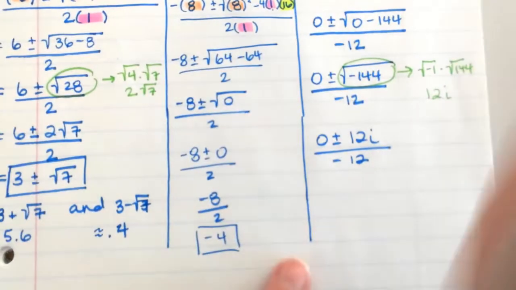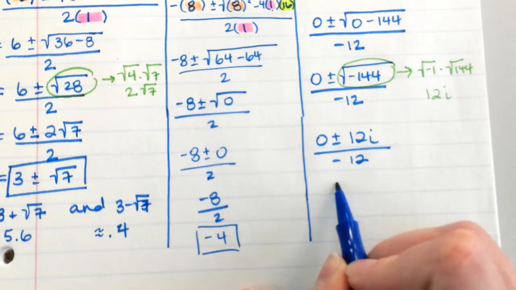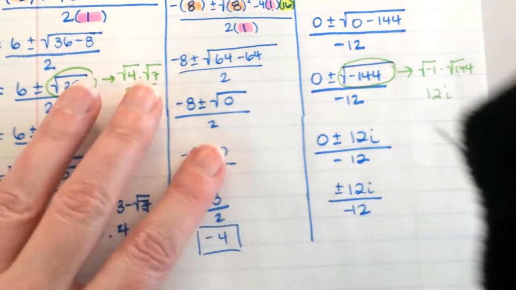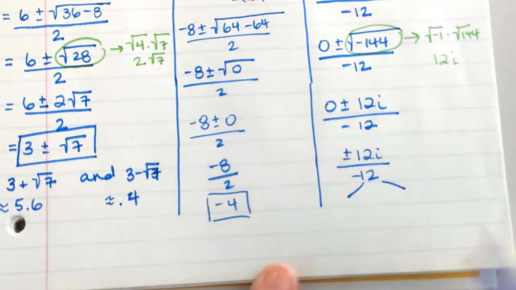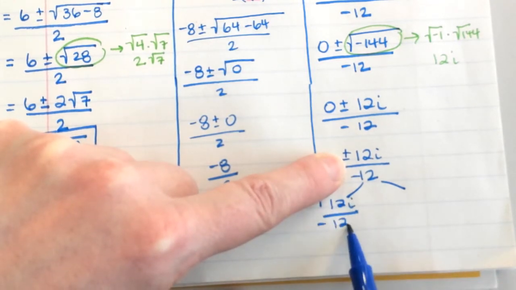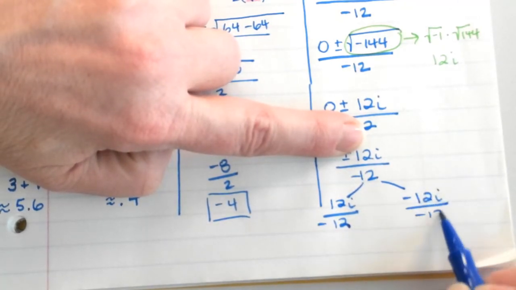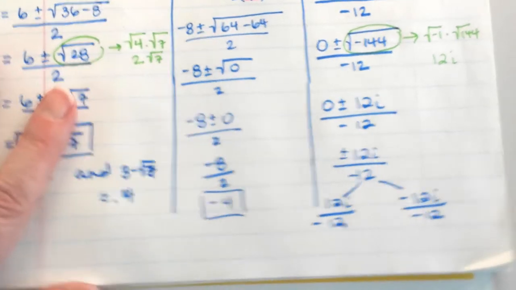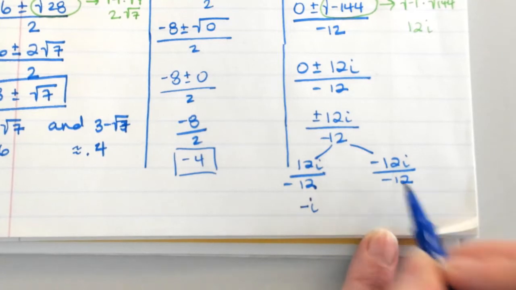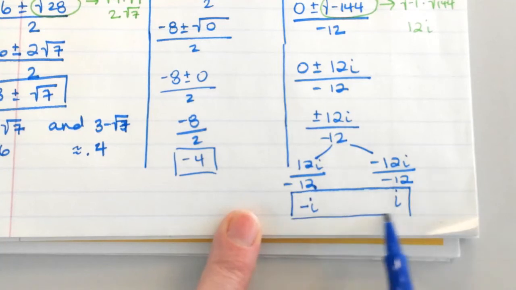Okay, so what this symbol means is that we have two answers. We have a positive 12i and a negative 12i. So that's what that means. We basically have to split this up into two possible answers, where we're taking positive 12i and dividing it by that -12. And then we're also taking negative 12i and dividing it by -12. So my solution to this one is going to be -i. My solution to this one is going to be positive i. So I have two imaginary solutions.